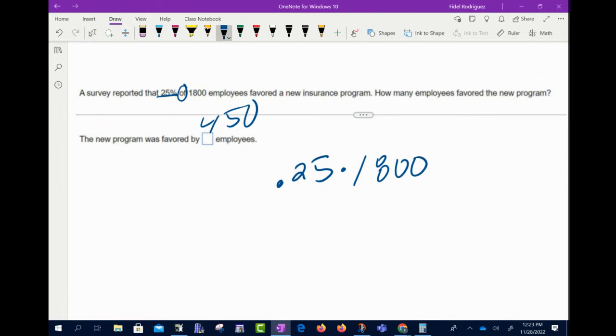So again, y'all, I'm looking for those key words, right? So like I know that the word of means to multiply. So that's how I'm able to figure this part out. Okay.